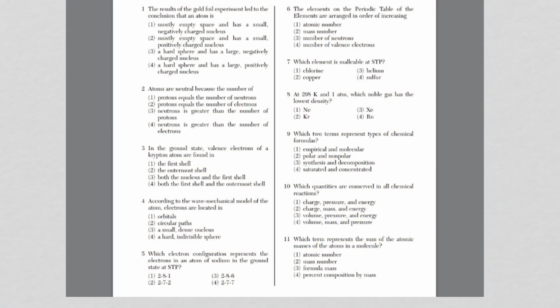This is the January 2019 Chemistry Regents Exam, Part A, questions 1 through 30, that we're going to go over here, and not just the answers, but how you know what answer to choose.